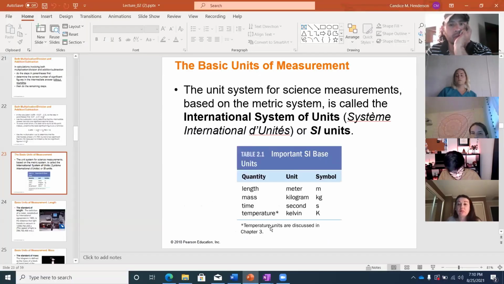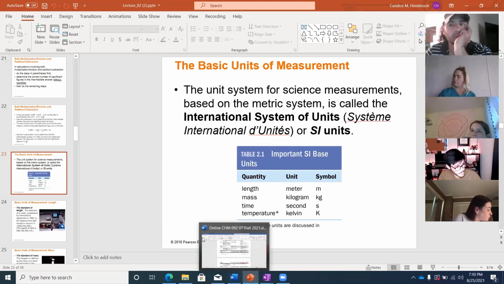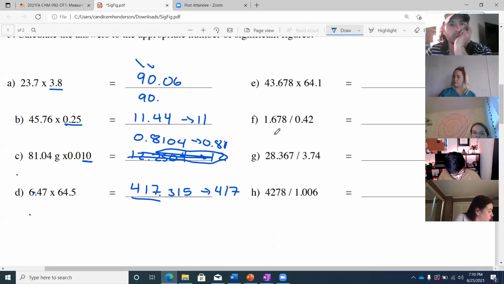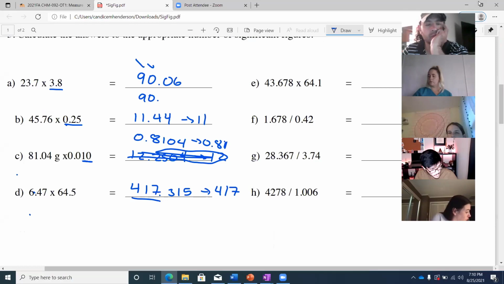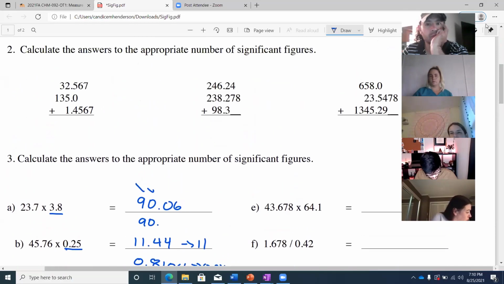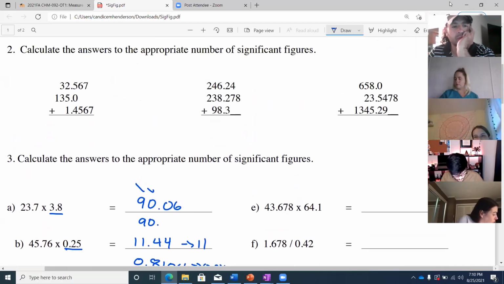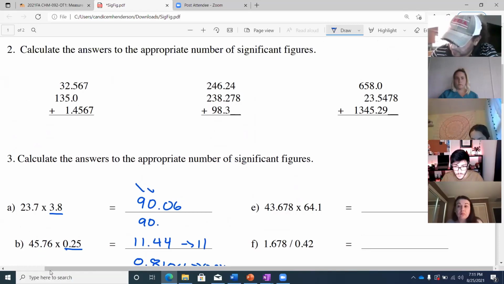Let's do an addition, subtraction. Scroll back up to here. So you've got these three, they're all additions. Add them together and then round them to the correct number of sig figs. And I'm going to try my best to add these numbers correctly.